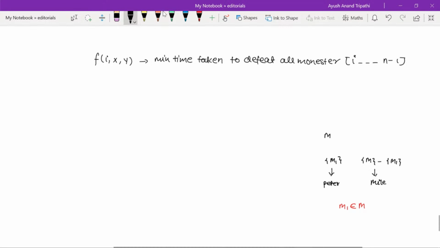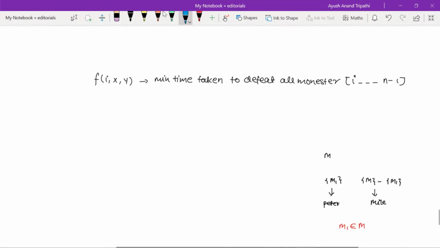So then what are the transitions? And here, what are x and y? So x is the sum of the strengths of the monsters that Peter has selected, and y represents the sum of the strengths of the monsters that Mile has selected. Peter's power is A. In 1 second, Peter can make a damage of A, while in 1 second, Mile can make a damage of B. Right? So what are the transitions? For every ith monster, either Peter will fight or Mile will fight.